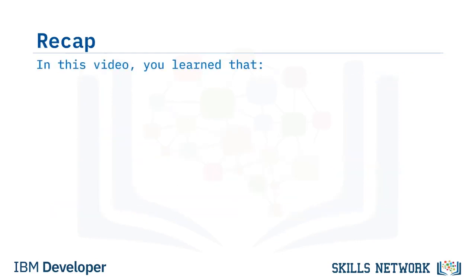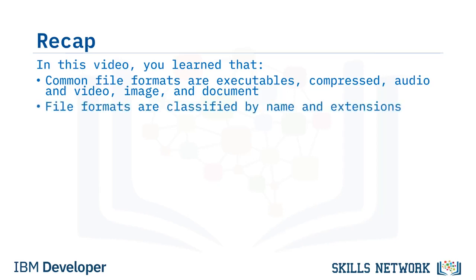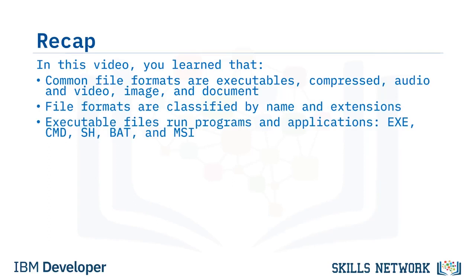In this video, you learned that common file formats are executables, compressed, audio and video, image, and document. File formats are classified by name and extensions. Executable files run programs and applications. Some examples of executable files are exe, cmd, sh, bat, and msi.